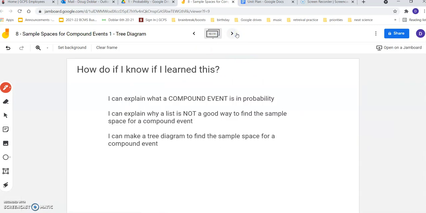How do you know if you have a good start on this? Can you tell me what a compound event is in probability? Can you explain why a list is not a good way to find the sample space for a compound event? And could you make a tree diagram to find the sample space for a compound event? If you can do those 3 things, I think you're off to a good start and ready to finish this up tomorrow. Be honest with yourself, though.